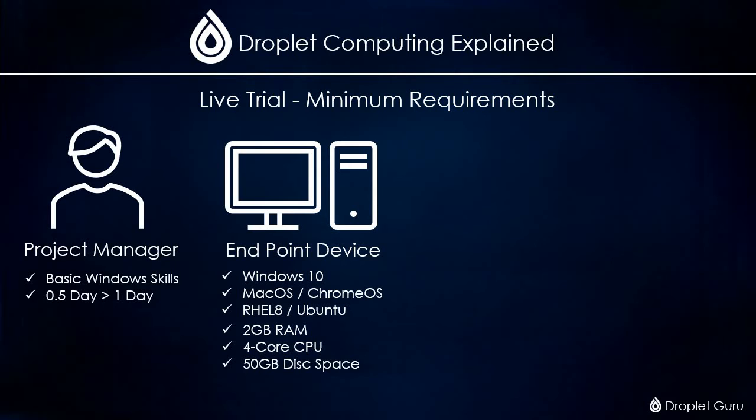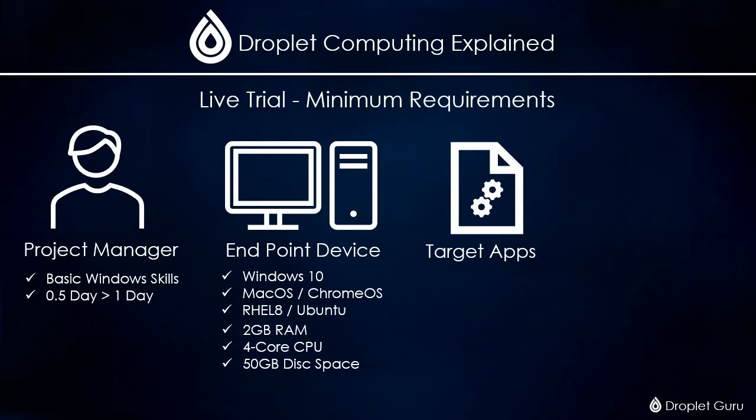Once you've identified those 2 points, we then move on to agreeing the target apps. So once you've identified the apps, as long as we can get access to the install media, the executable files, MSIs, and any dependencies that come along with those applications, such as Java or JInitiator, then that's everything we need to actually get you up and running.